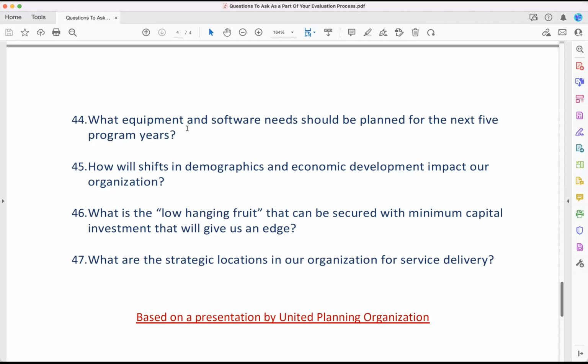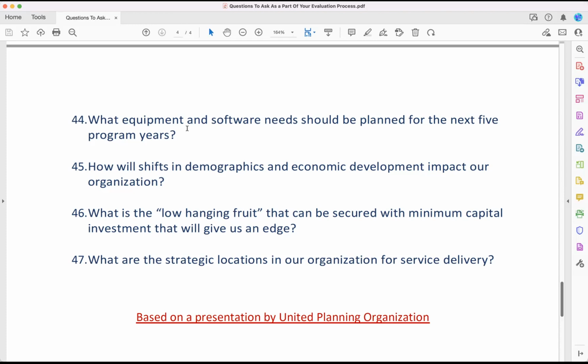Something else that you want to think about is how shifts in demographics and economic development might impact your organization. If your organization's mission is to serve people who come from one very specific neighborhood, who have these really unique challenges, and that neighborhood has been quickly gentrified, that's something that you're going to have to think about, because it's quite possible that your program participants who you have sourced from this one really specific neighborhood are no longer going to be residents of that neighborhood in 5 to 10 years or less. And so what is that going to look like?